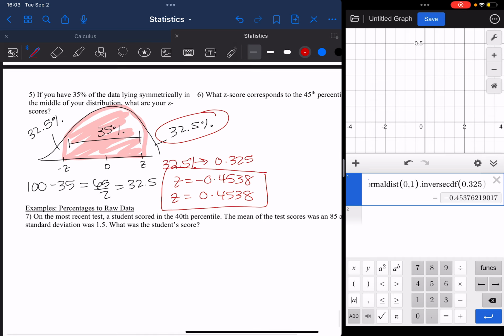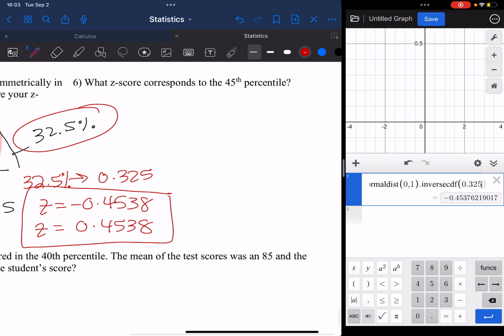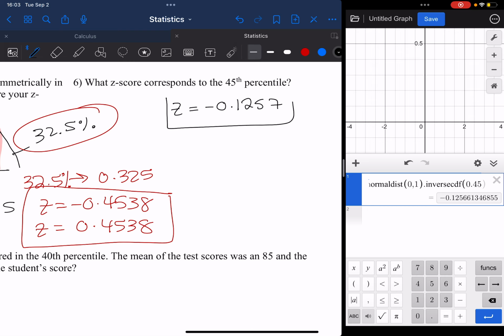Okay. Now what if I have a question like this? What z-score corresponds to the 45th percentile? Well, all I have to do is just find the inverse norm of 0.45. So I'm going to go ahead and erase this, put 0.45, and I get that z is equal to negative 0.1257. Okay.